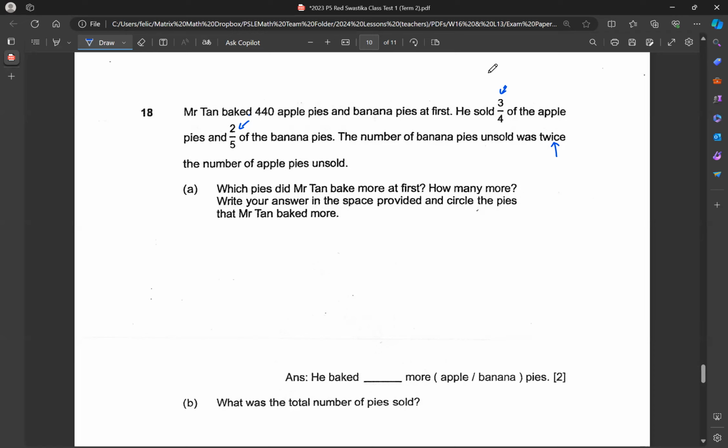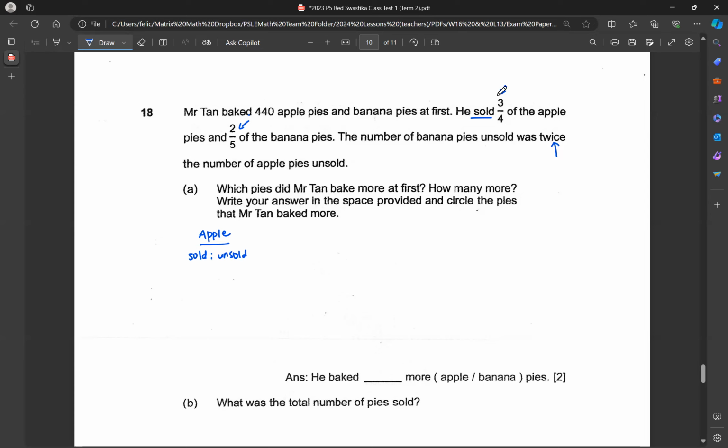Okay, so let's settle apple pies first. So I'm going to call that the apple pie ratio. Just underline like that. So they say he sold 3/4 of the apple pies. So you can actually compare sold apple versus the unsold ones. I will need the unsold information. It will be helpful because later I can do my common base with this twice unsold. Correct? Yeah, the number of banana pies unsold was twice the apple pies unsold. So later we can settle that. So sold versus unsold information will be useful at this point.